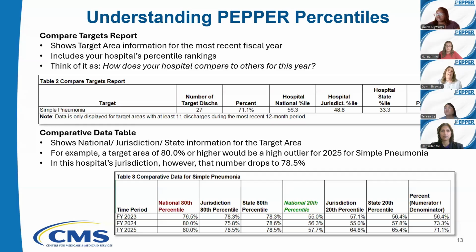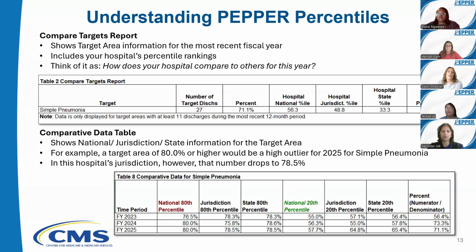Looking below at the comparative data table, this is on each target area tab and it works a little differently. It displays the national, the jurisdiction, and the state benchmark values, including the 80th percentile, and for the coding focused target areas, the 20th percentile. These benchmarks are used to determine outlier status.